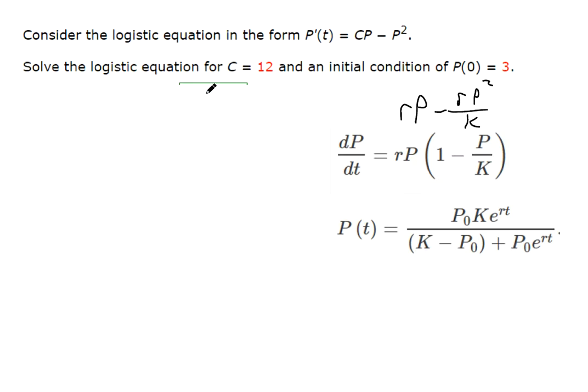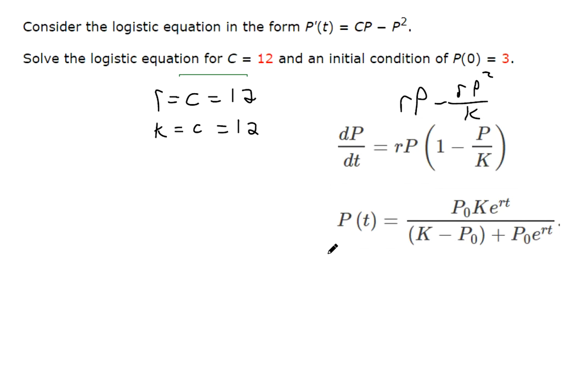So r in our setup is c, which equals 12 according to my initial value information. K in this setup has to be c, because this term needs to just be p squared. So c divided by c makes those cancel out. Okay, so it's really about plugging in that information.